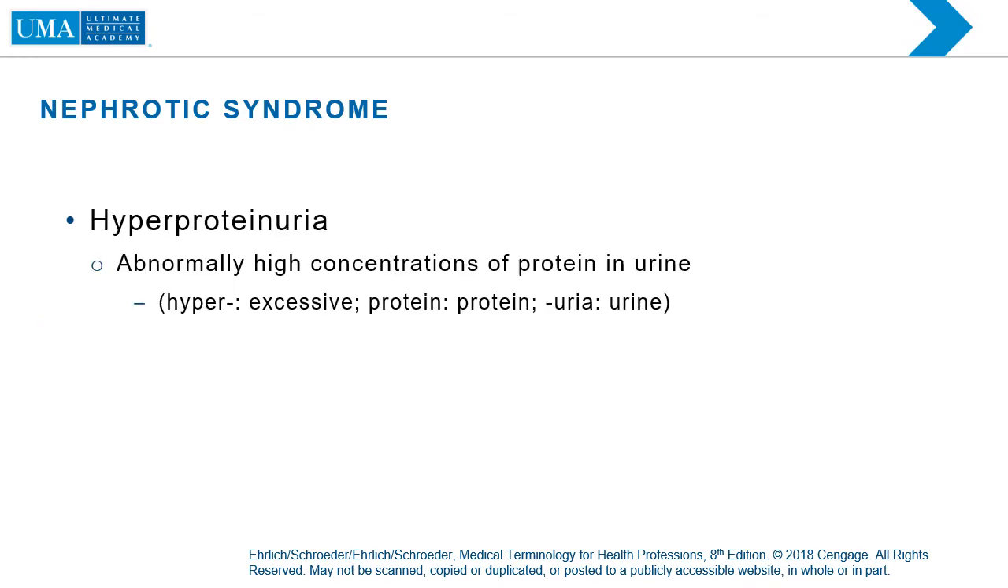Next, we have hyperproteinuria, and this is the presence of abnormally high concentrations of protein in the urine. Let's try breaking this word down. We have hyper, which means excessive, protein, meaning protein, and then we have uria, which means urine. Put all the word parts together, the result is hyperproteinuria.